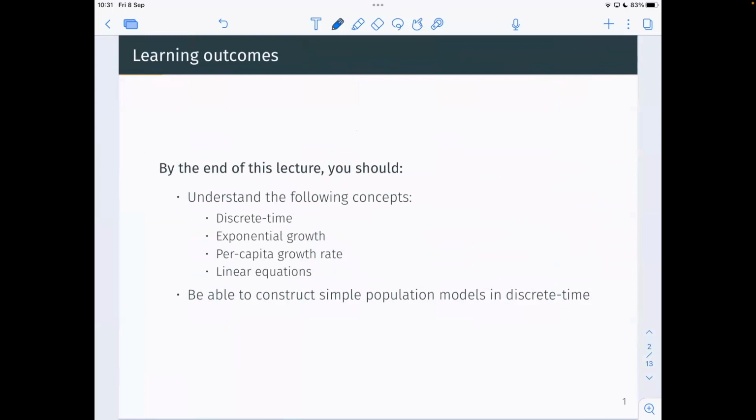So you should understand the concept of discrete time and what that means as opposed to continuous time. We can talk about exponential growth and understand what that is and some common misconceptions about what exponential growth actually means. The idea of a per capita growth rate, what it means to be something that's per capita, and then a linear equation in discrete time. And then using these concepts, you should be able to construct your first simple models in discrete time.